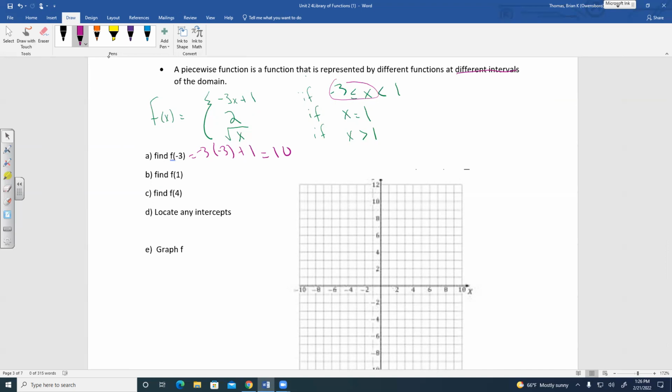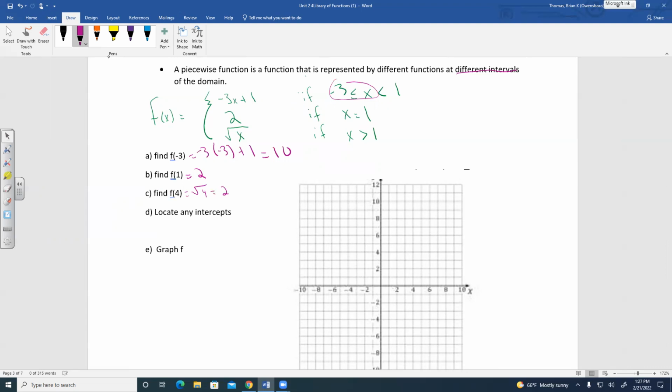If I want to evaluate f of 1, notice that f of 1 is when x equals 1, and when x equals 1, the function is already determined. It's that constant of 2. So f of 1 is just going to be that 2. For f of 4, notice that you have to use the part where x is greater than 1, because 4 is greater than 1. So you have to use the square root of 4, and the square root of 4 becomes 2.